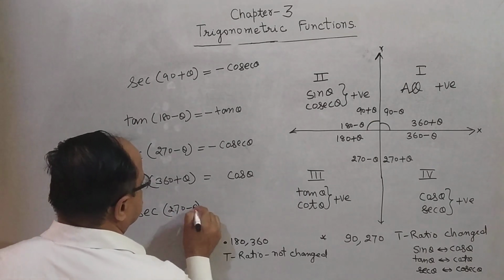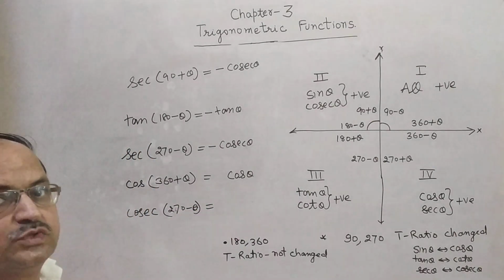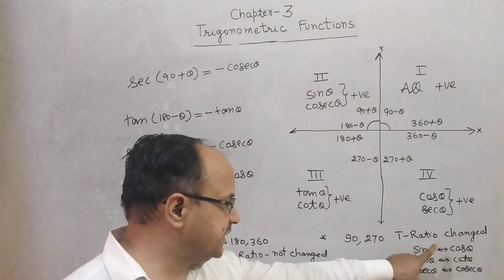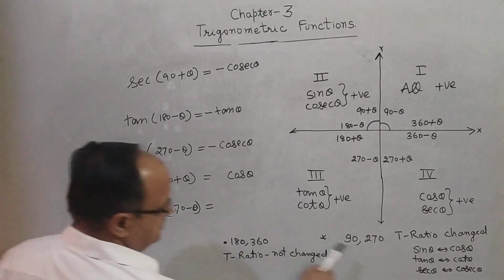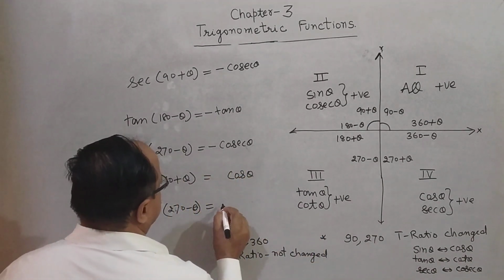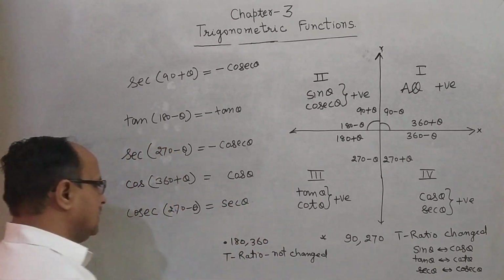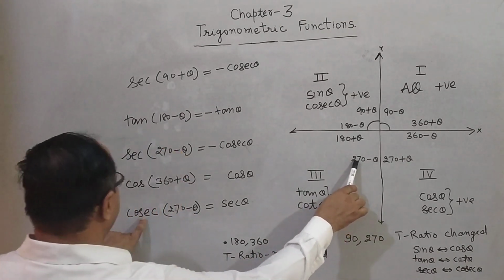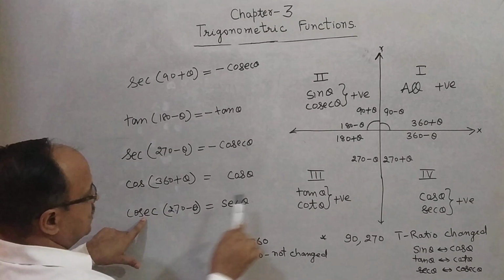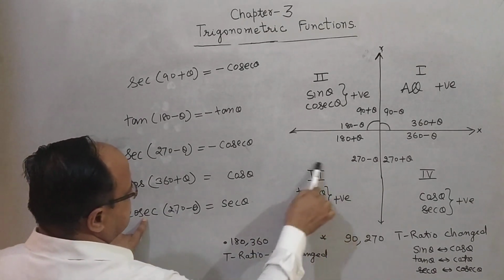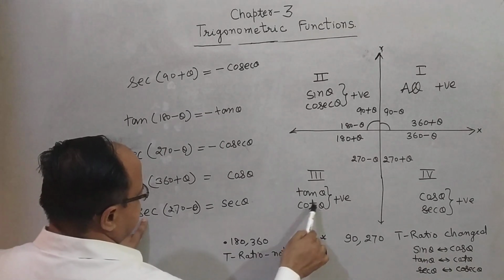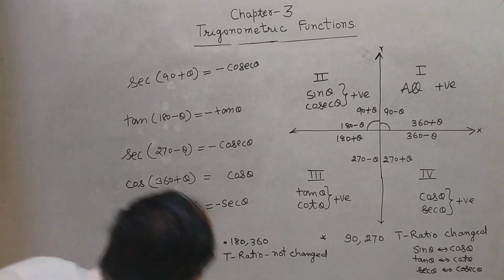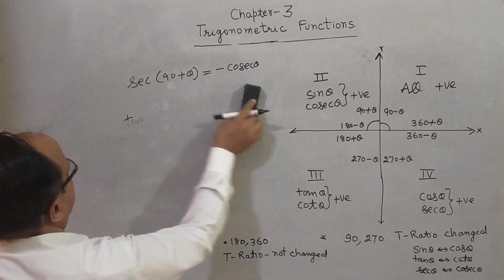Now tell me cosec (270 minus theta). It is the case of 270, therefore the T ratio changes, and cosec changes to sec. And 270 minus theta lies in the third quadrant, and in the third quadrant cosec is negative here, because in the third quadrant only tan and cot are positive, therefore it is minus. Clear?